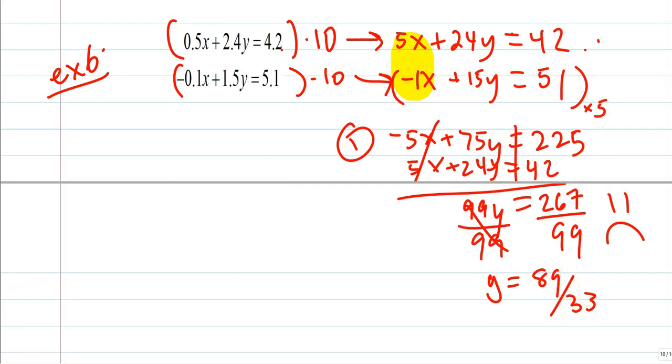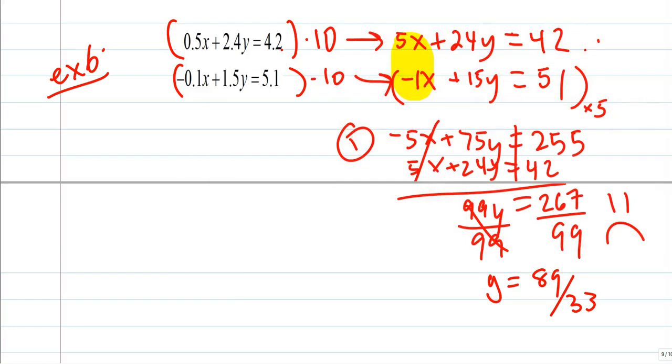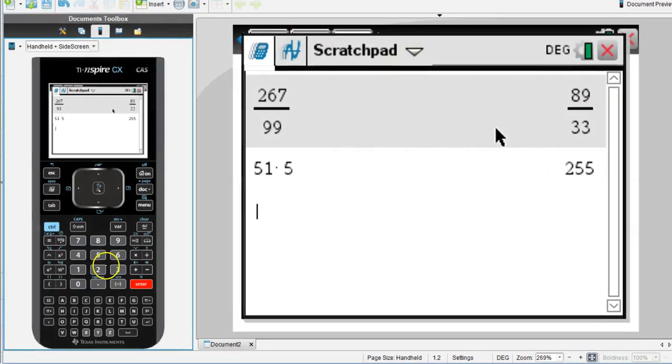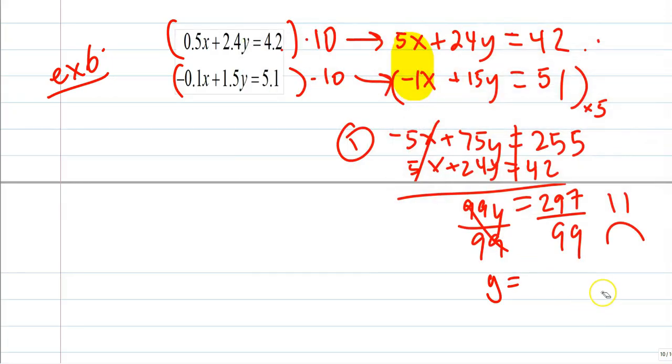Is it right? Let's double check. I did all this times 5. Negative 5, 75, 255. Quit trying to do mental math. 51 times 5 is 255. 255 plus 42 would be 297. 297 divided by 99. I like that a lot better. Y equals 3.